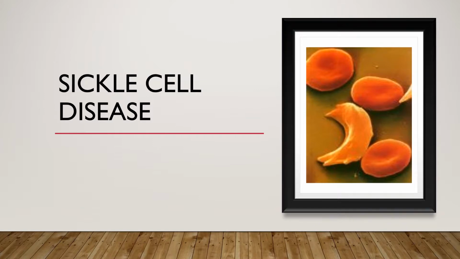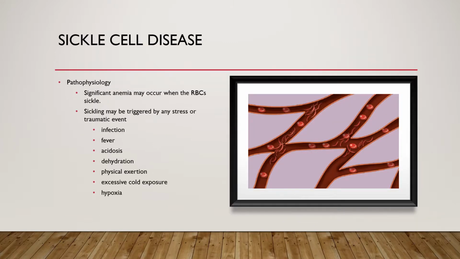All right, sickle cell disease. We see this in larger numbers in the African American population, but it can be anybody, so don't make assumptions. Significant anemia caused when the red blood cells sickle, and see that little picture where it almost looks like worms there. That's sickled red cells, and the red ones, spots, are what a normal red blood cell should look like.